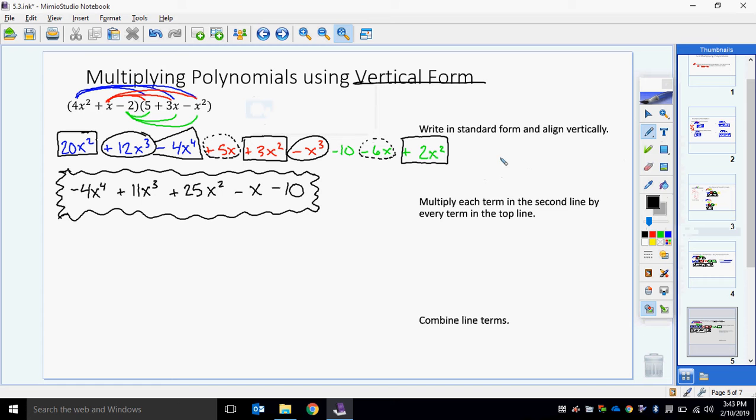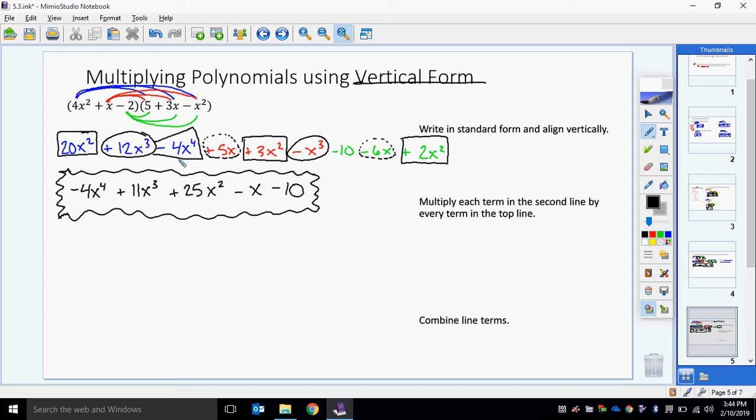All right, let's go ahead and see how you did. When you take your 4x squared times everything in the second parentheses, you get 20x squared plus 12x cubed minus 4x to the 4th. Then go ahead and move to the second term, this x, and multiply it by all 3 in the second parentheses, so 5x plus 3x squared minus x cubed. And then move to the -2. Remember, treat it as a -2 times a positive 5, so you get -10, -6x, and then a positive 2x squared, since it's a negative times a negative.